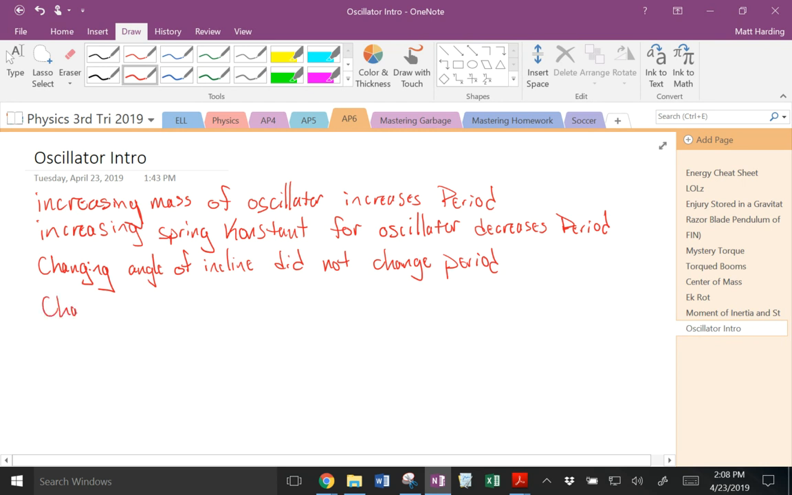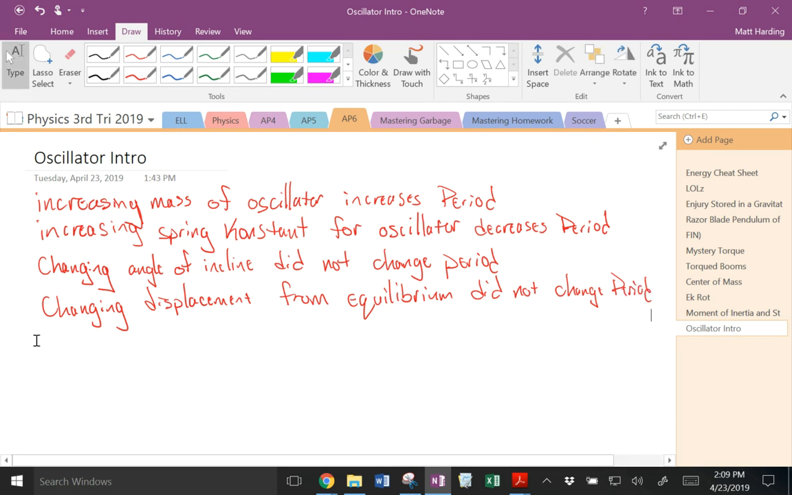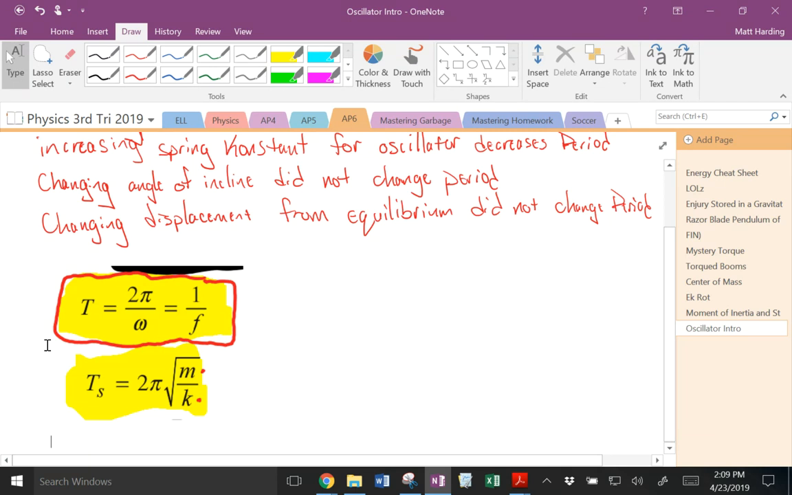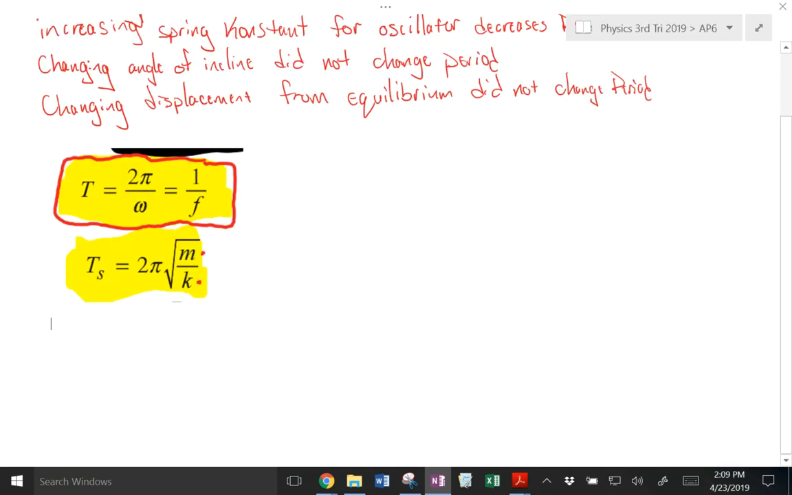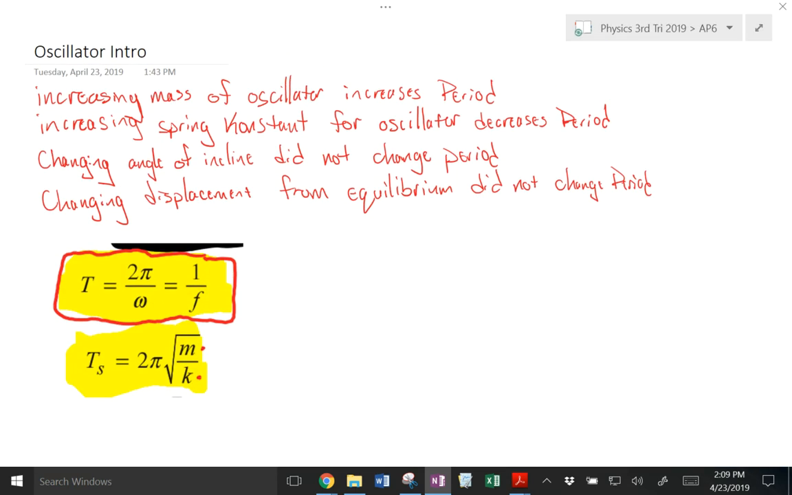And changing displacement from equilibrium did not change period. We got these equation-y things. I'm going to try to post those videos somehow, some way.